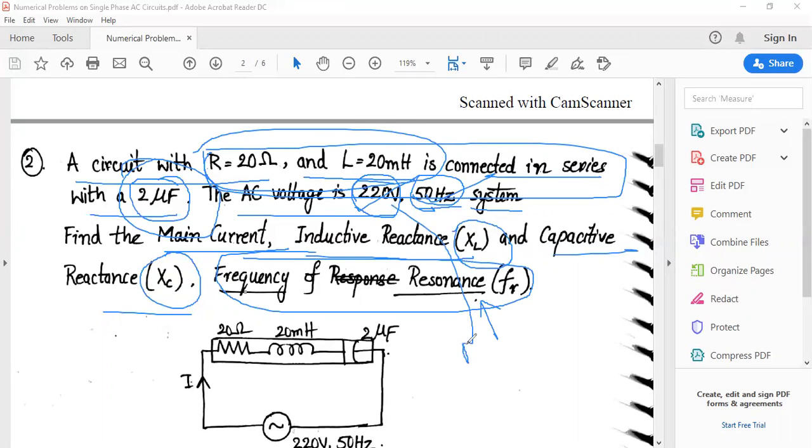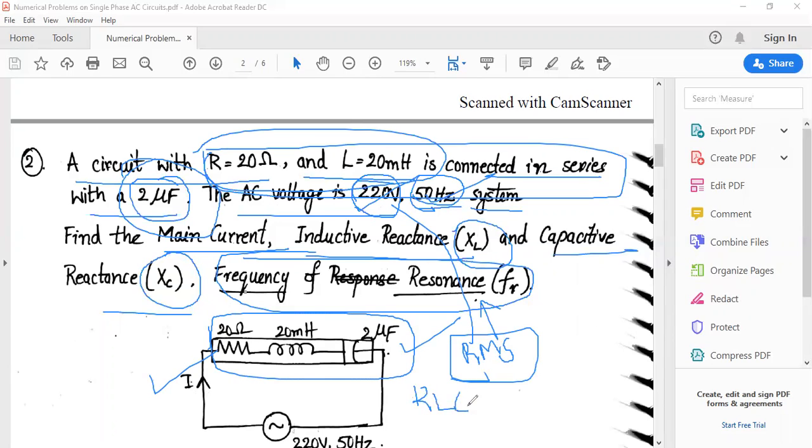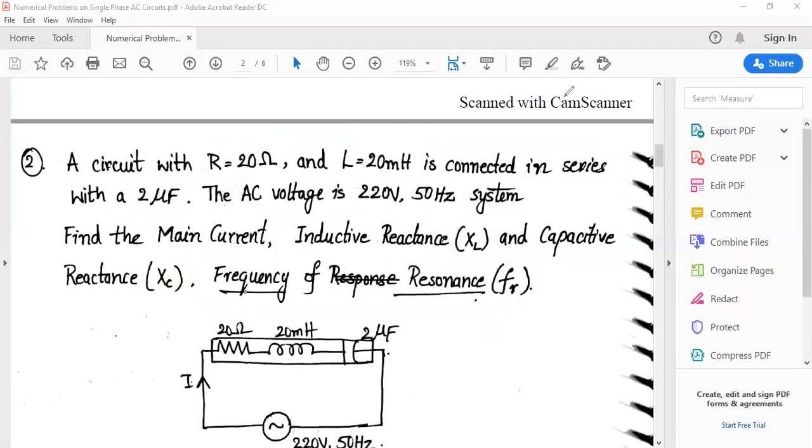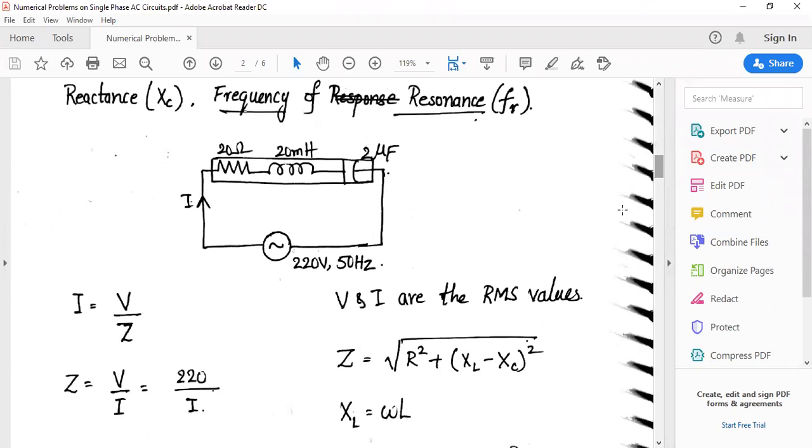Let me write it here. So it is given as the RMS value of the voltage. This is how you can write down the circuit diagram: 20 ohm, 20 millihenry, and 2 microfarad, which is generally a series RLC circuit. Okay, this is how you can express it. These are the values which are being given.